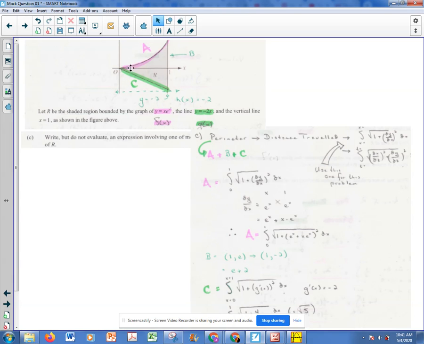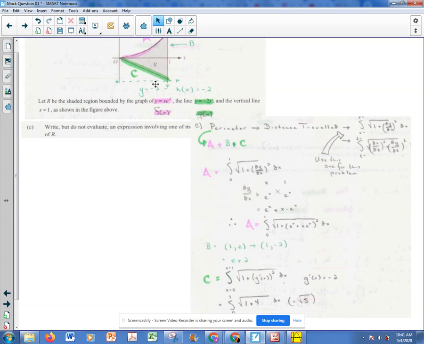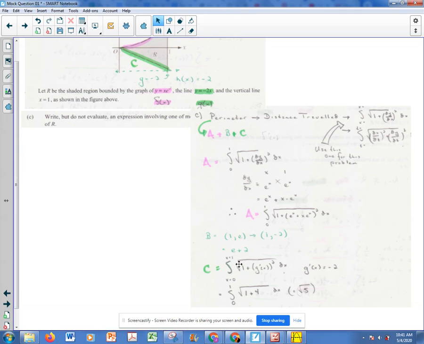Now for C, you could just use the Pythagorean theorem. It looks like a triangle to me. Or you can use an integral, whichever works for you. So we need g prime of x. That's negative 2. Negative 2 squared is 4, and 1 plus 4 is 5. So C ends up being the square root of 5. Once again, you could have used the Pythagorean theorem to get it. Okay, and that's it.